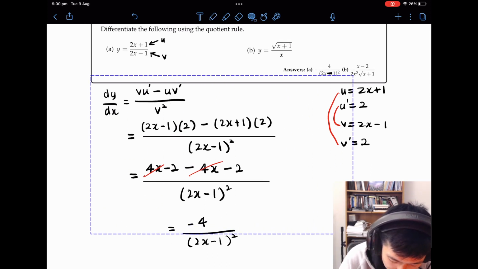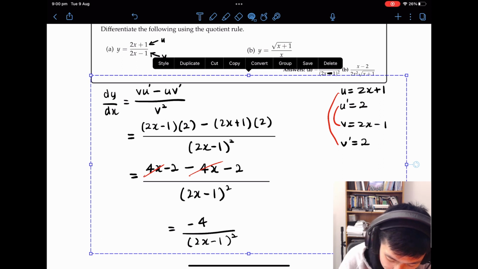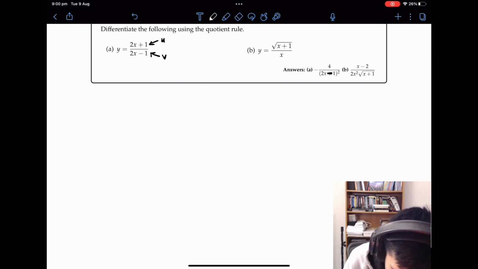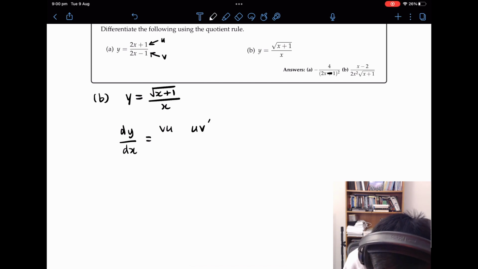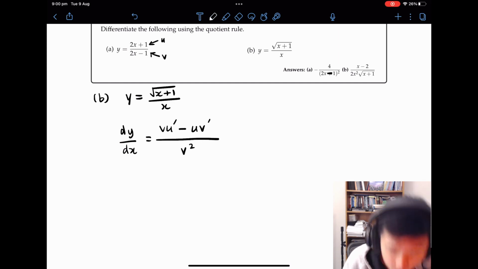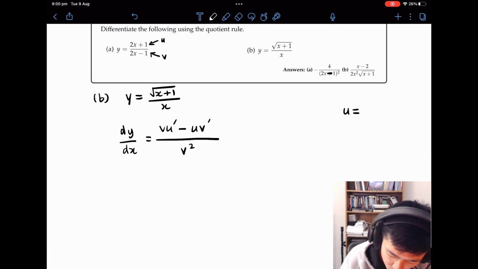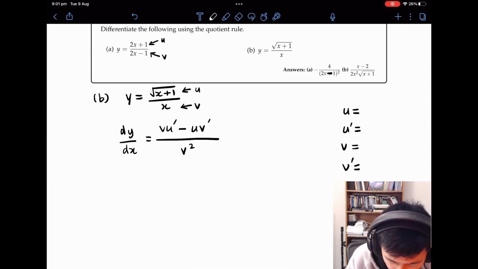Let's also have a look at part B. So part B works the same way. Let's write down our function, and let's write down what the quotient rule is. It is vu, uv on the top with the dashes and a minus divided by v squared. Let's write down what our u and our v is equal to. So u must be the top function. So that's u, and that's v.